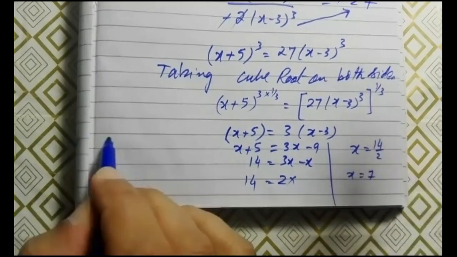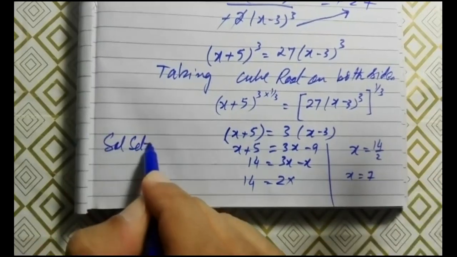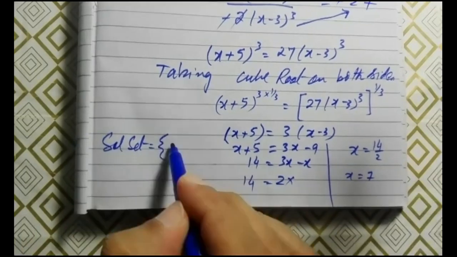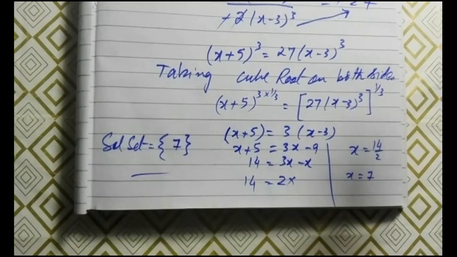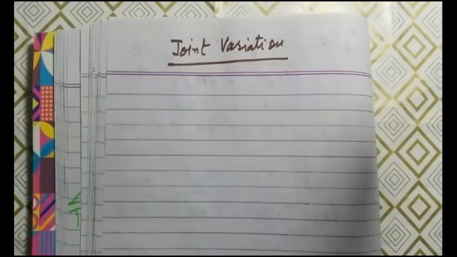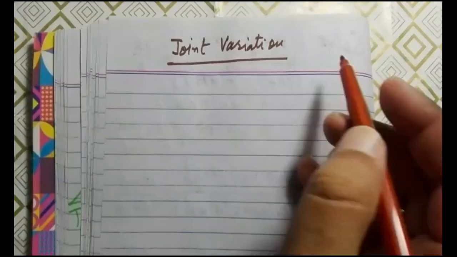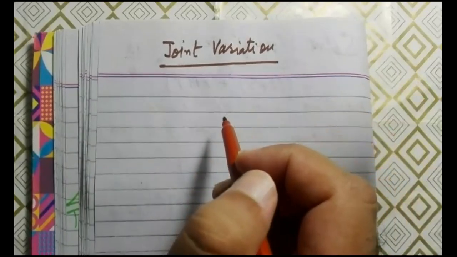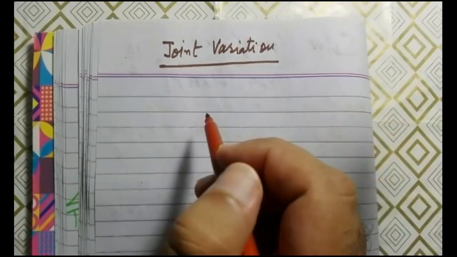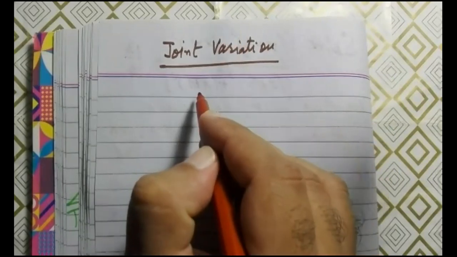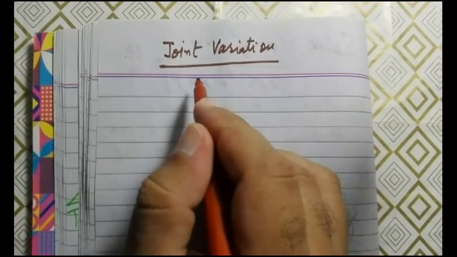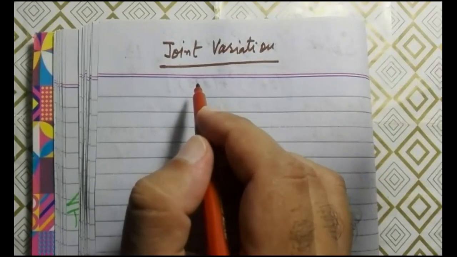This is called the solution set. So the answer is 7. So this is how to finish the statement of the question. Now, the whole question, or from the word itself, joint stands for that we will be connecting, or varying two terms in such a way that we have to connect two variables or more than two variables together. Either we will use direct variation or indirect variation.